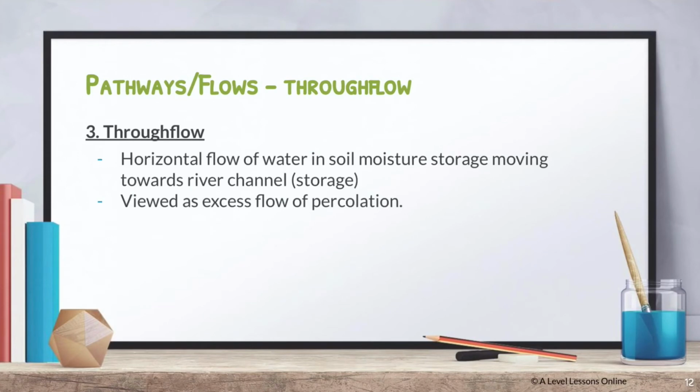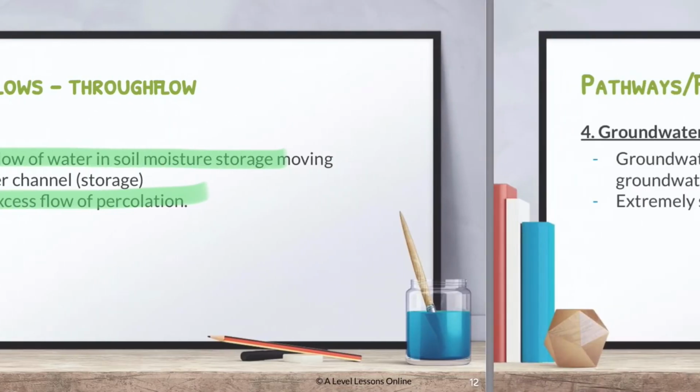The next flow we have is going to be through flow. Through flow is basically the horizontal flow of water in soil moisture storage. It is used as excess flow of percolation. This one is not very important. Just understand that through flow occurs within the soil moisture storage.